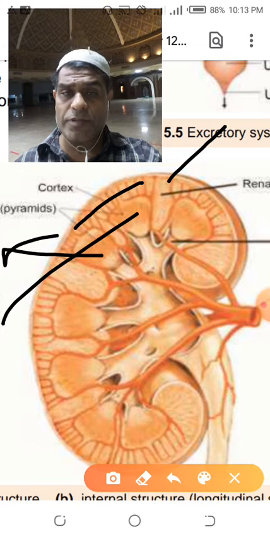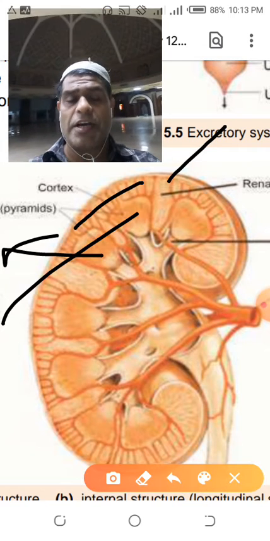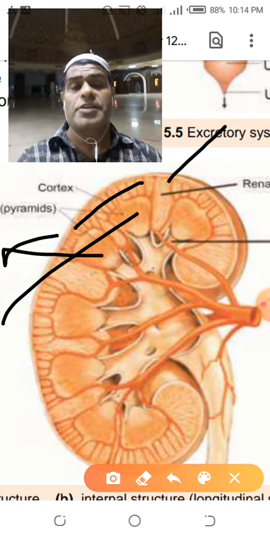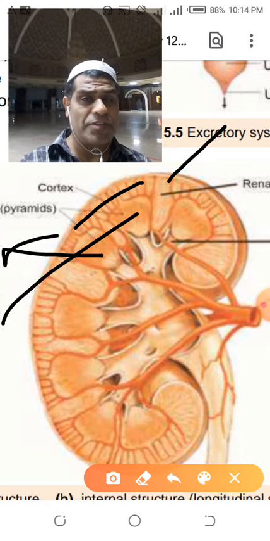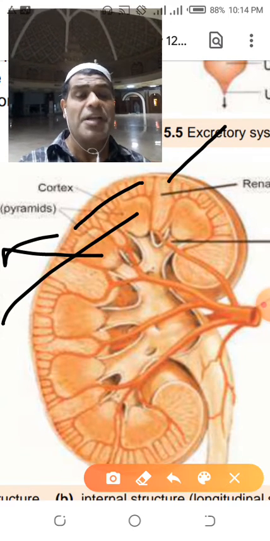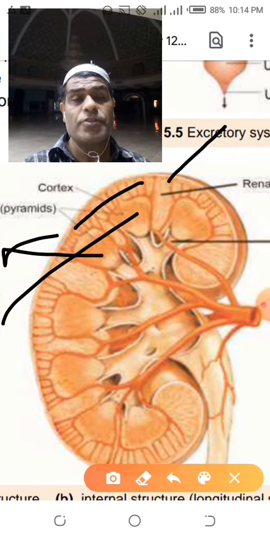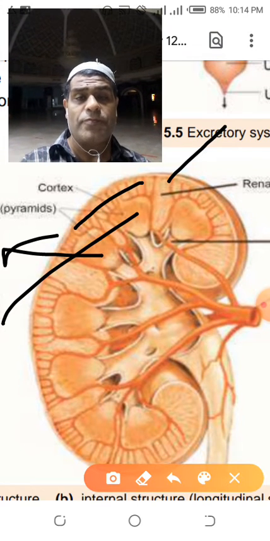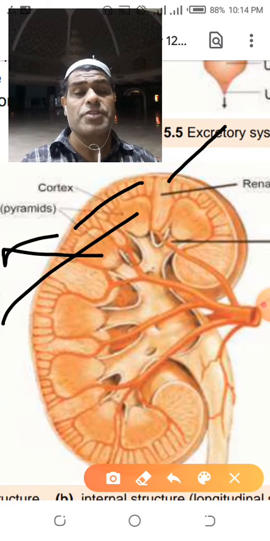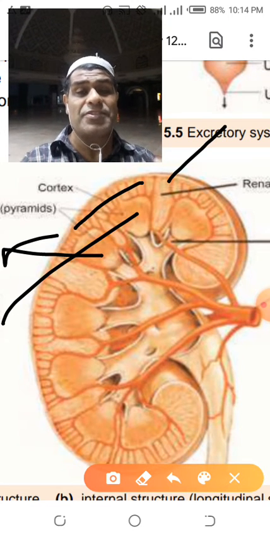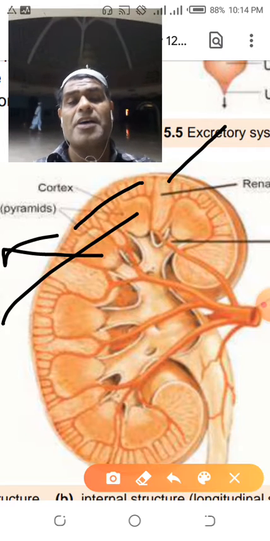Not the structural unit. Of course, when I was teaching you the nervous system, I told you the neuron is the structural and functional unit of the nervous system. Here, I am not saying the nephron is the structural and functional unit. I am saying the nephron is the functional unit of the excretory system.